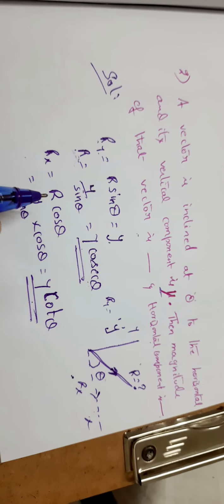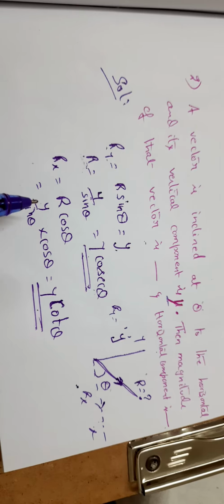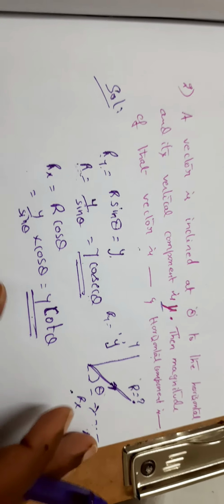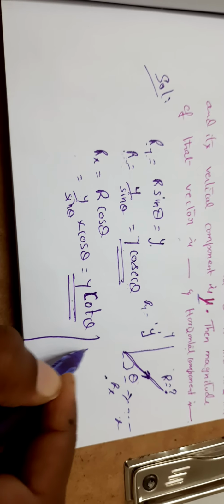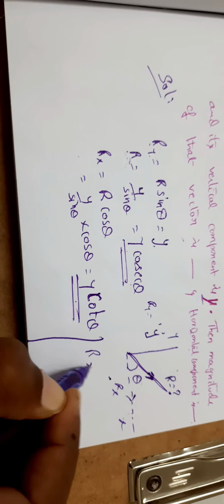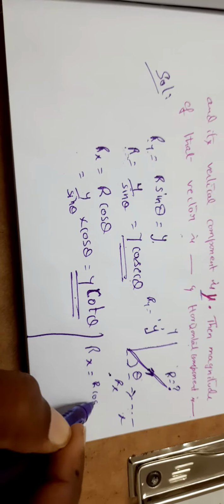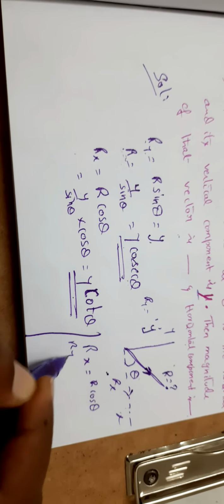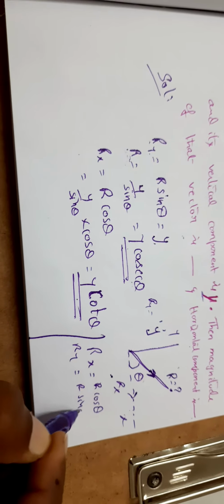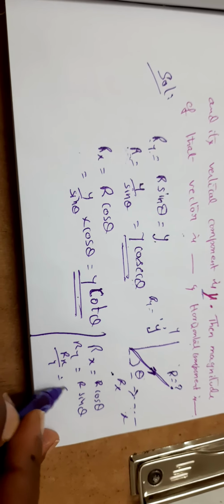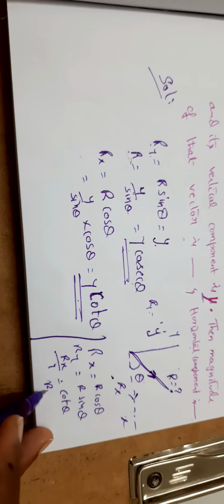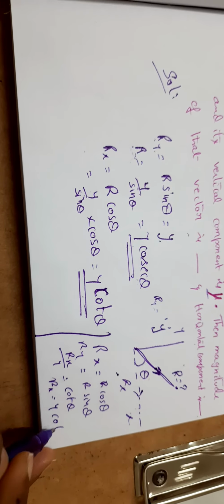Suppose this is not asked, and only the horizontal component is asked, and theta is given to you. Okay, so now how to solve that? That means very quickly doing it. Rx is equal to r cos theta, ry is equal to r sin theta. So rx by y is equal to cot theta. Finished. Rx is equal to y cot theta.